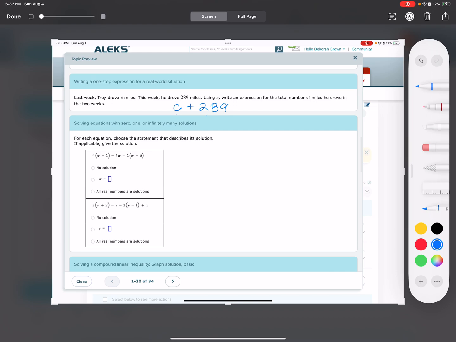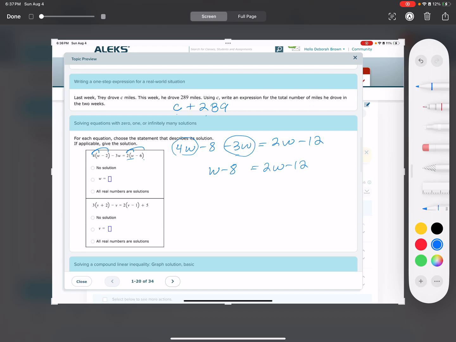For each question, choose a statement that describes the solution. Okay, so let's solve this and see. The first step I'm going to do is distribute. So I get 4W minus 8 minus 3W equals 2W minus 12, because 2 times W is 2W, and 2 times negative 6 is negative 12. Now let's combine these. 4W minus 3W is W, minus 8, and then I have 2W minus 12.